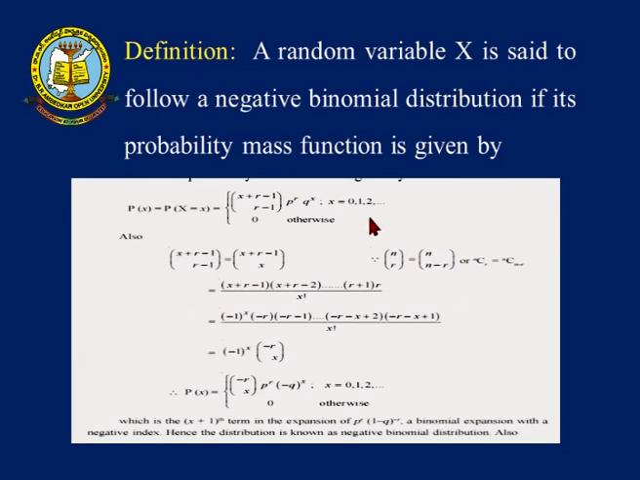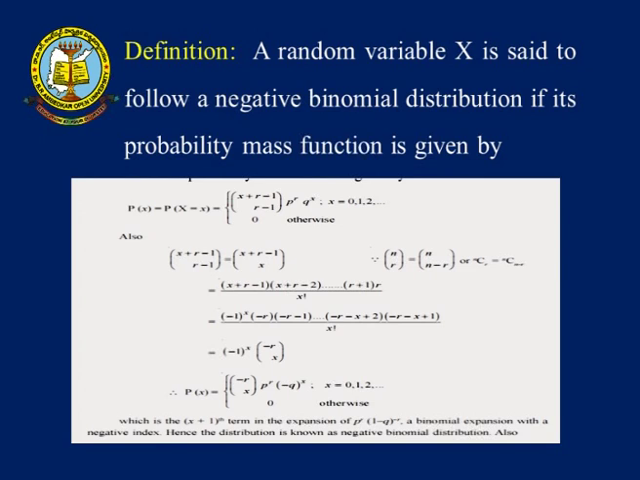Once again, I repeat the definition: a random variable X is said to follow a negative binomial distribution if its probability mass function is given by P(x) = x plus r minus 1 C r minus 1 into p to the power of r into q to the power of x. Also, x plus r minus 1 C r minus 1 is equal to x plus r minus 1 C x. We know the expansion forms: nCr is equal to nC n minus r, and we can also write nCr in terms of a negative upper index. So we can expand these terms.